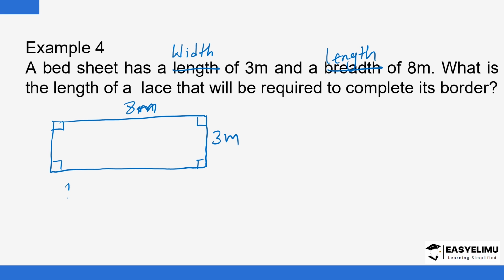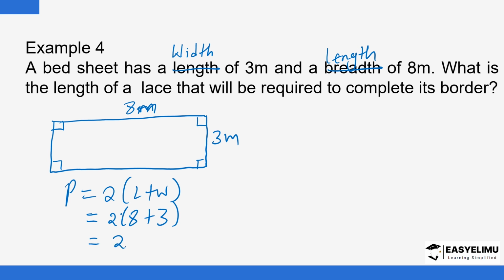So perimeter again should be given by 2 into length plus width. So our length is 8. So we are substituting L for 8, and width is 3. So if you do this, it is 2 by 11, which is going to be 22 meters. So the length of lace that is required to do this work is supposed to be 22 meters.